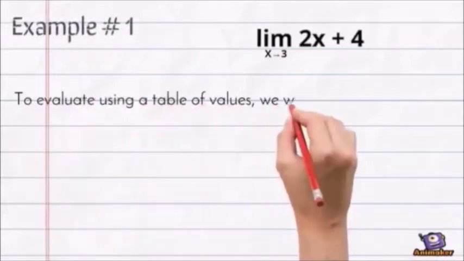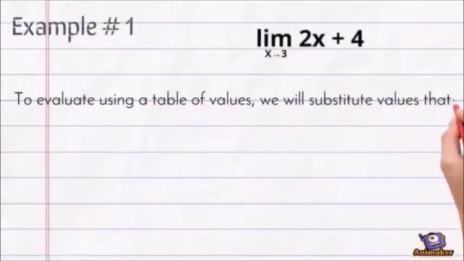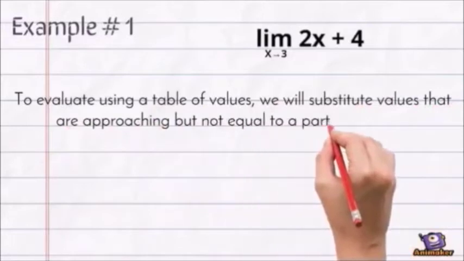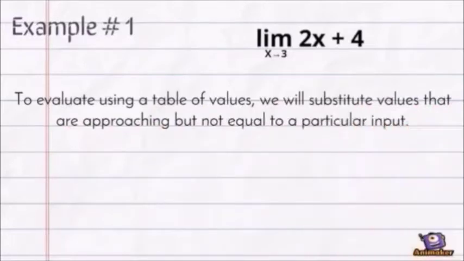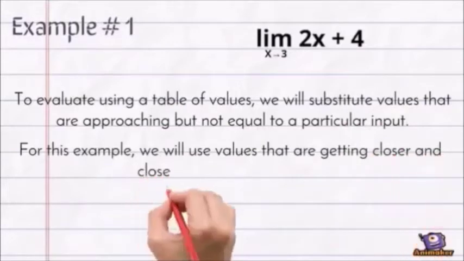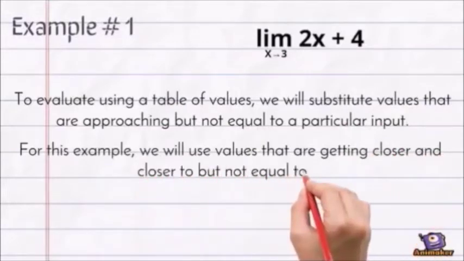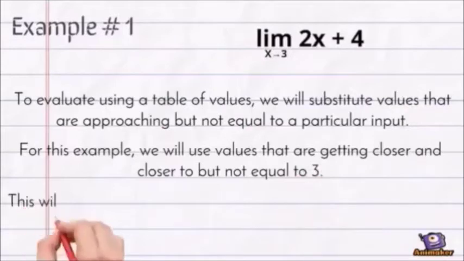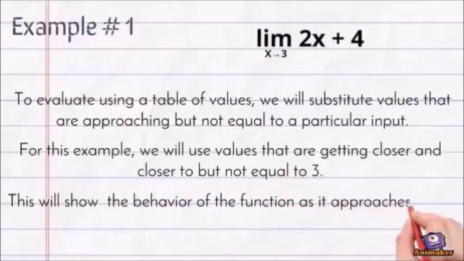To evaluate using a table of values, we will substitute values that are approaching but not equal to a particular input. For this example, we will use values that are getting closer and closer to but not equal to 3. This will show the behavior of the function as it approaches the x value.